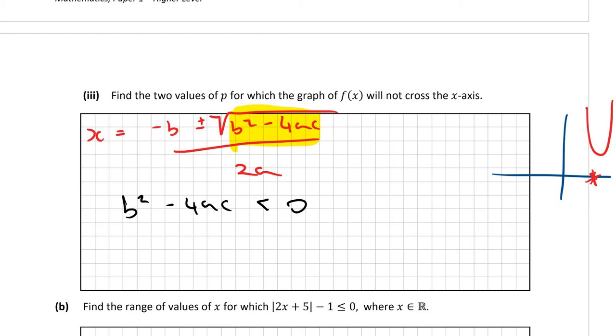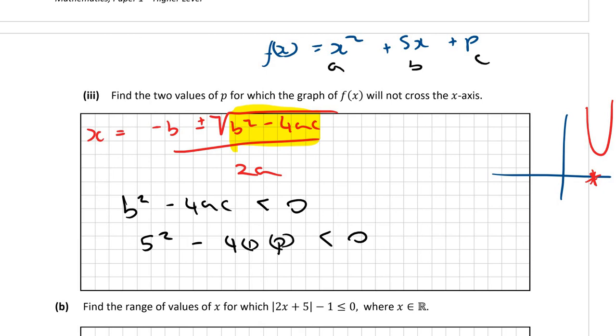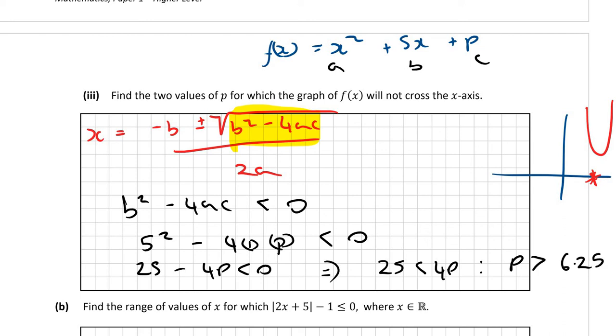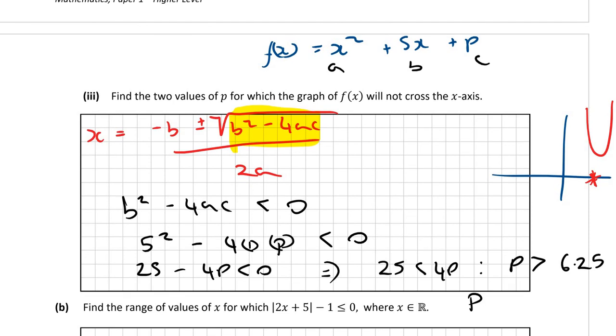So for our quadratic there, b is 5, so it's going to be 5 squared minus 4 times 1 times p. So we're left with 25 minus 4p less than 0. Therefore, if we add 4p to both sides, 25 is less than 4p, so p has to be greater than 6.25, which gives me two values of p. So therefore, p has to be equal to 7 or 8, because you're told at the start that p can't be any greater than 8.